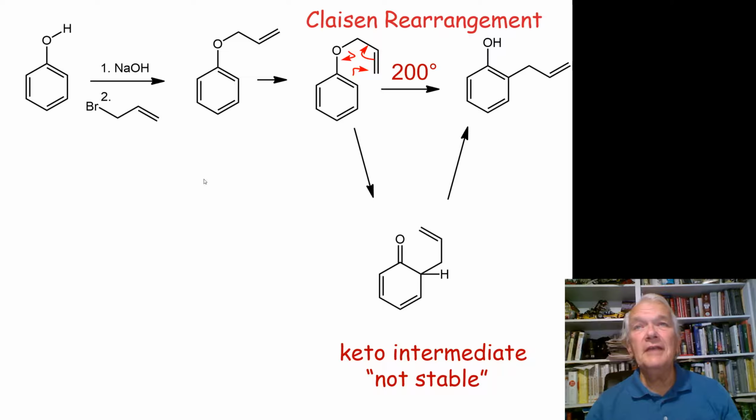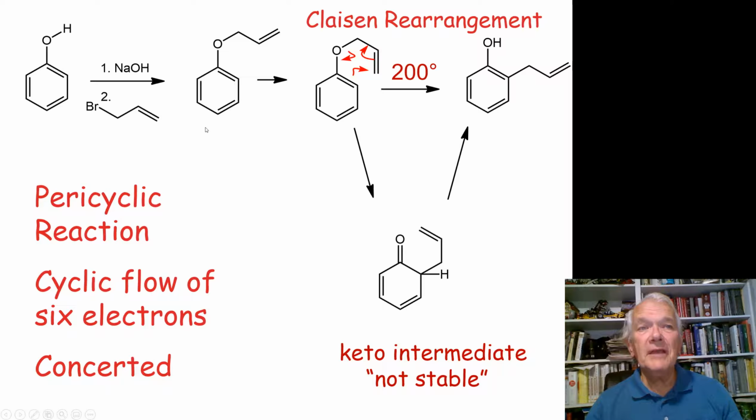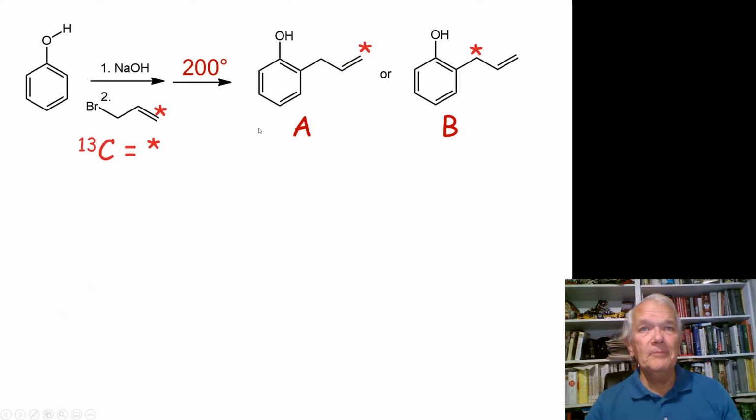This is called the Claisen rearrangement, and it's the same Claisen as the Claisen condensation, but a completely different reaction. Now this is a pericyclic reaction, cyclic flow of 6 electrons. It's a concerted reaction in the sense that all these things happen at the same time. As you form this double bond, at the same time they form this bond as you're breaking that one, and the double bonds are moving. So everything happens at once.